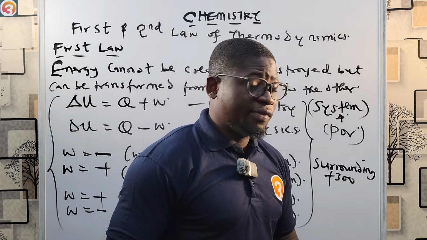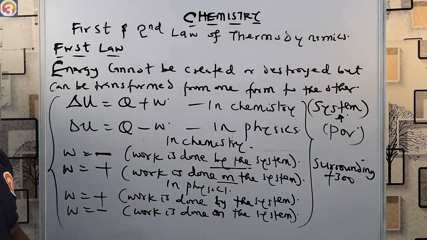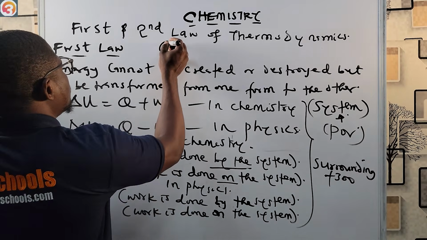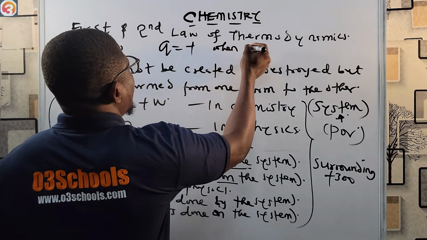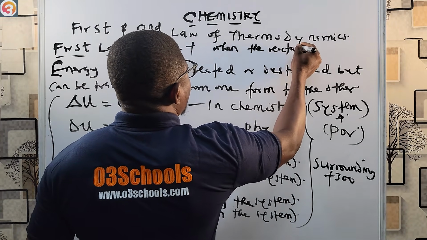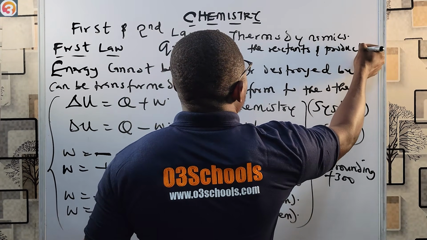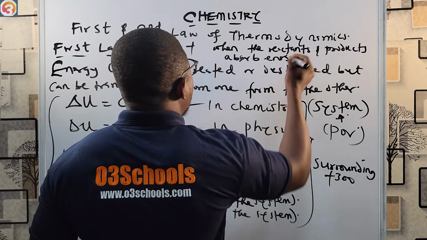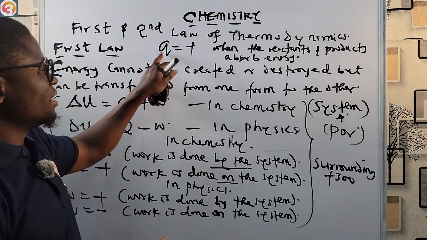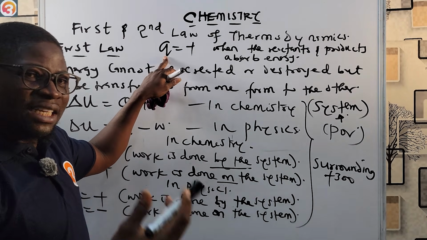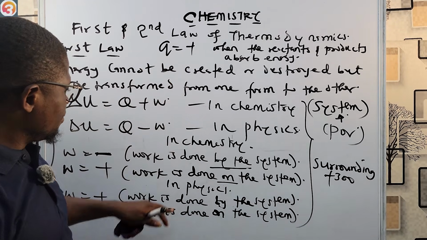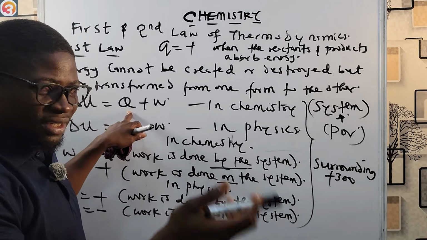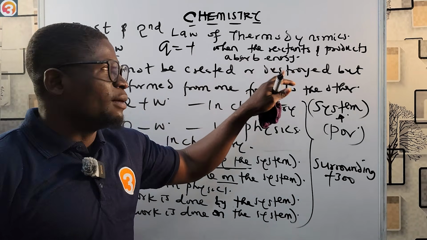Now it's also very pertinent for us to know that Q is positive when energy is absorbed. Q is positive when the reactants and products absorb energy. Q is the heat energy that flows into or out of the system. Q is energy that flows into or out of the system, and it is positive when the reactant and product absorb energy.